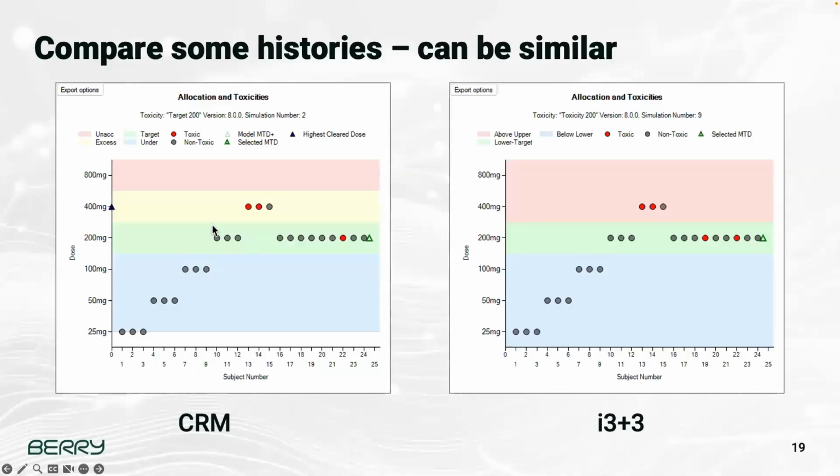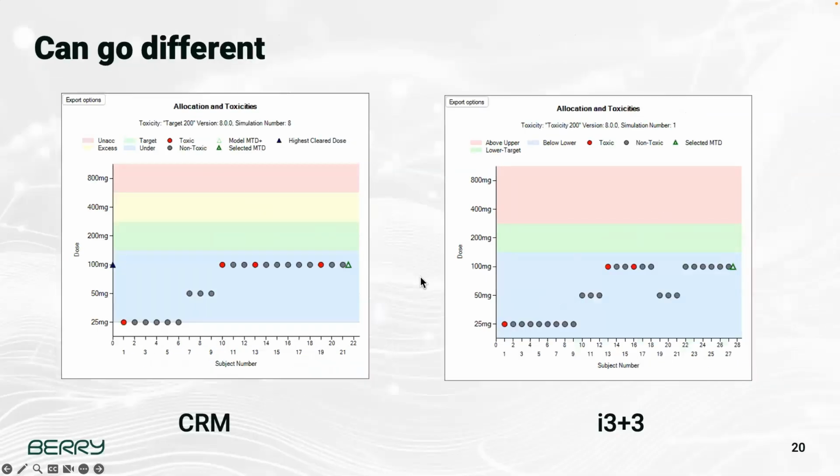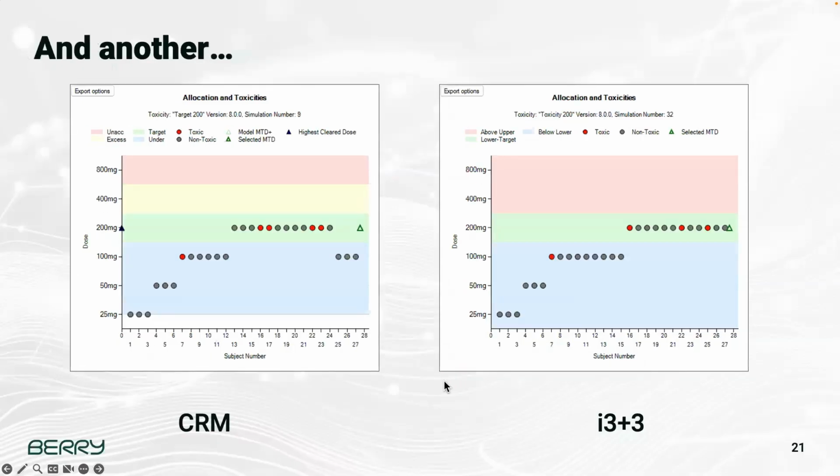You can see, again, using the target at 200, I was able to find some scenarios that actually played out almost identically. The I3 plus 3 sees an extra toxicity, but the result is the same. But they can go quite differently. So here they start out the same, but you can see the CRM escalates quicker. It doesn't require 9 on the lowest dose before it escalates. And on seeing 2 out of 6, it stays at the same dose, whereas the I3 plus 3 drops before re-escalating.